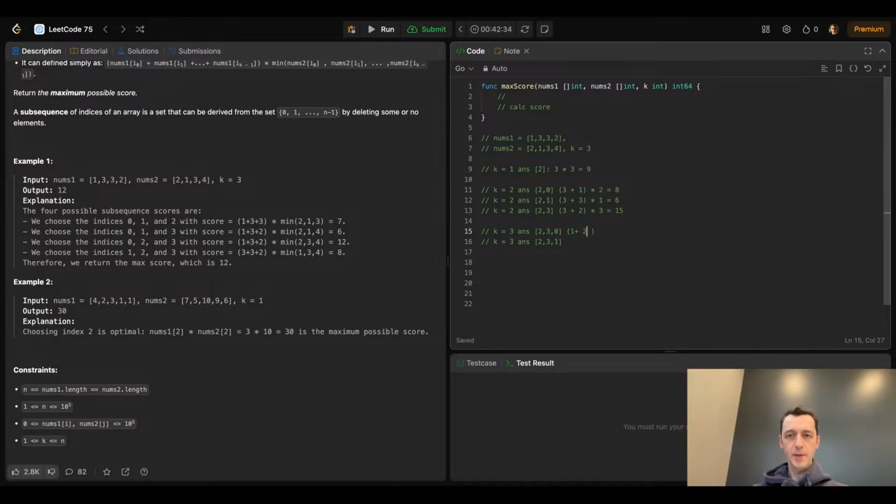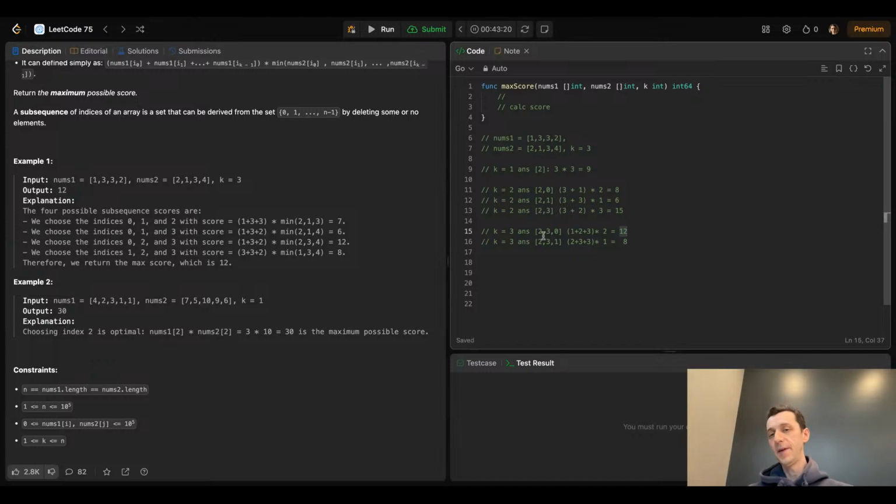So that will be 1 plus 2 plus 3, multiplied by 2. That is 6, multiplied by 2, that is 12. And this one gives us 2, 3, 1. This one is 2 by 3 plus 3, multiply 1. So that is 8.